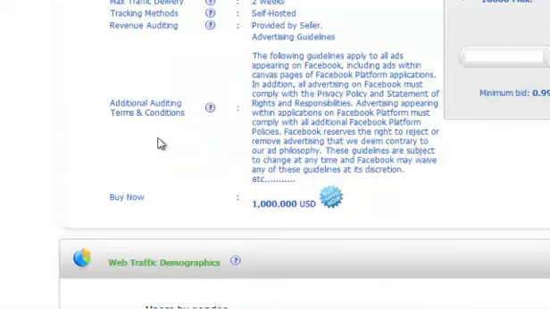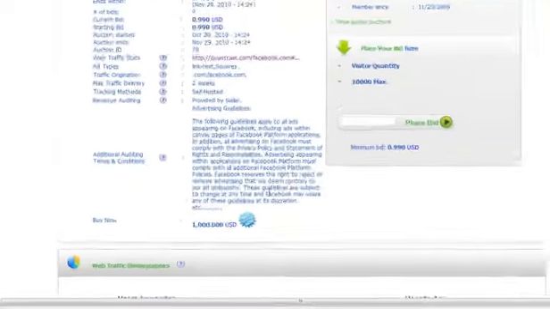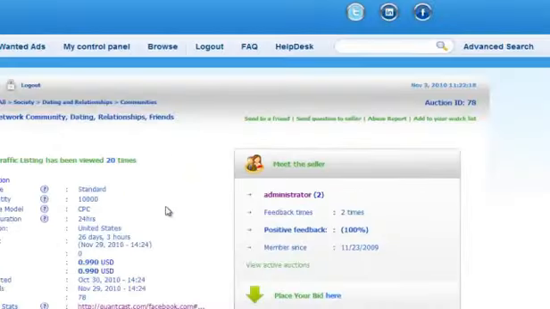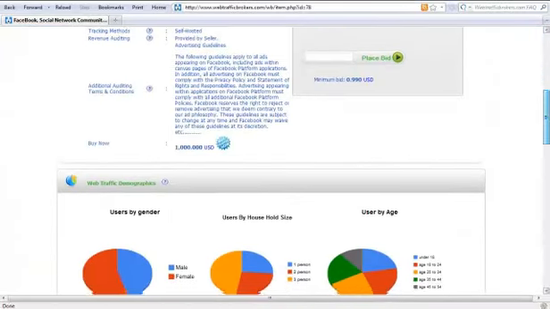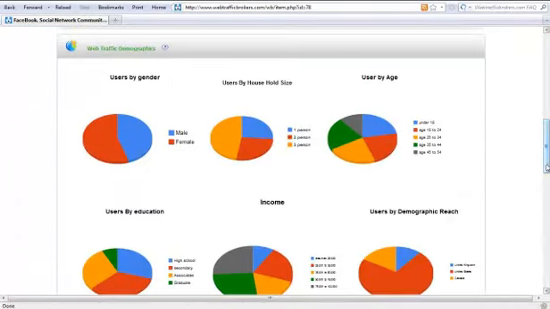Additional auditing terms and conditions. If there's any other type of terms and conditions that need to be disclosed to you, you can find it here. This is a very important area. This is the small print, so read it carefully. This will help you make a better decision, or if you have any questions, again, send a question to the seller so that you can clarify his terms and conditions. All right, let's move down to web traffic demographics.